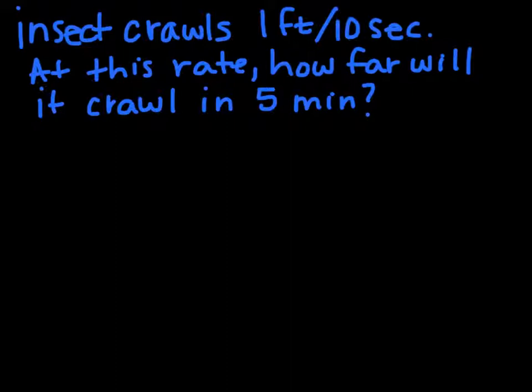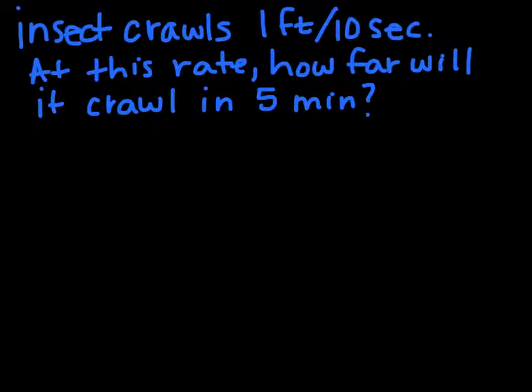This example works a little differently, but I know you're going to get it. An insect crawls at a rate of 1 foot every 10 seconds. At this rate, how far will the insect crawl in 5 minutes? Okay, so we're going to work this exactly the same way we've always worked these problems. We're just going to insert our 5 minutes.